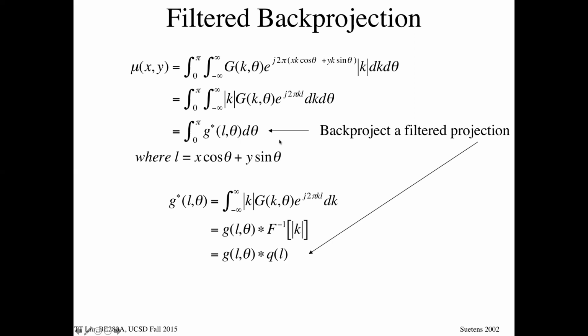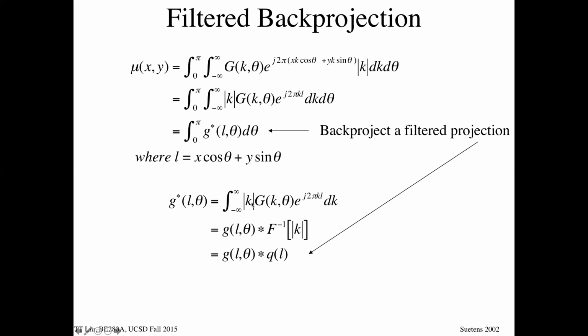When we look at this formula, all we're doing is adding up all of these functions as a function of theta. We're just taking each angle and adding them together. So that's in effect doing the back projection, but we're not back projecting GL theta, we're back projecting this thing, G asterisk L theta. G asterisk L theta is the inverse Fourier transform of this product, capital GK of theta times the absolute value of k.